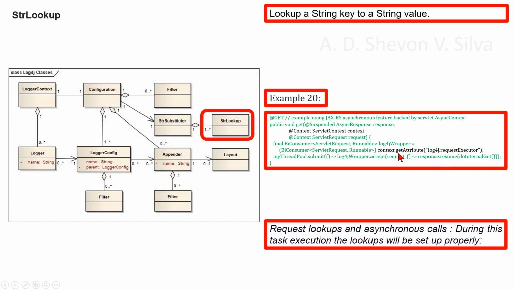Log4j request executor, which is a by consumer servlet request runnable, and call it passing the correct request and task to execute synchronously. During this task, the execution lookups will be set up properly. Example using JAX-RS asynchronous feature backed by servlet async context.